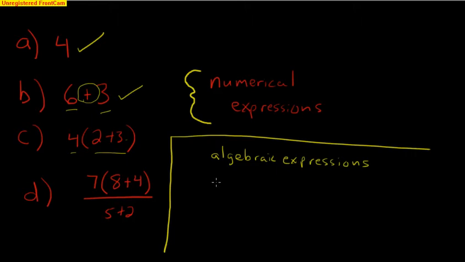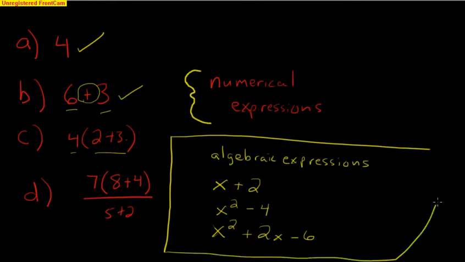So in an algebraic expression, we might have x plus 2. That's considered an algebraic expression. It has an unknown of x here, and we don't know what that value is yet. We might have x squared minus 4. We could have really anything with an unknown in it. X squared plus 2x minus 6, and we really don't know what that value is until somebody tells us what x is.